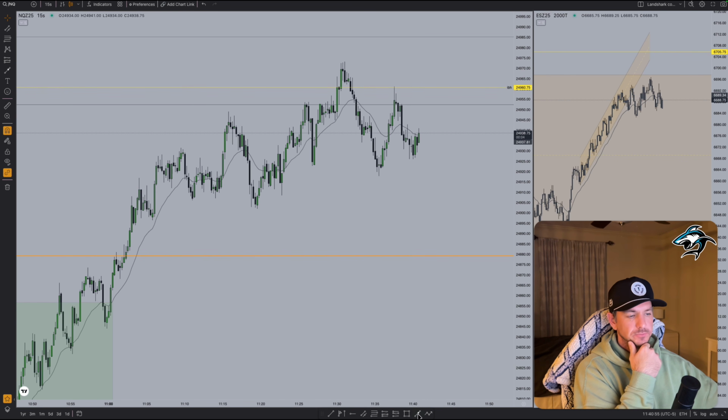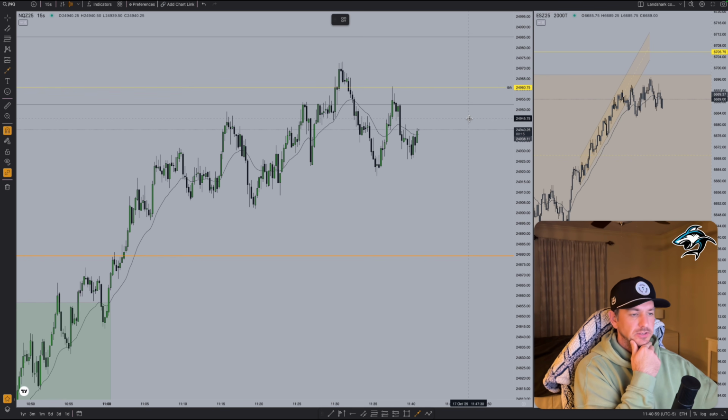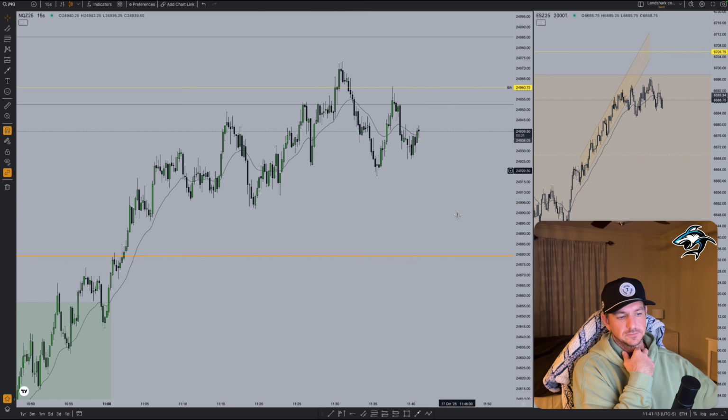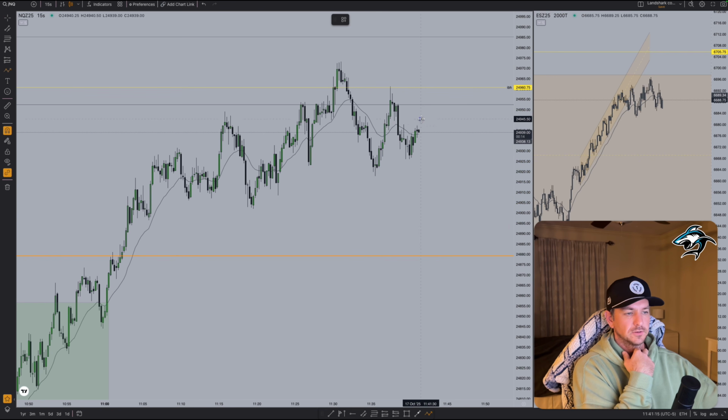It's possible too, and this wouldn't affect my scalp other than I wouldn't catch a huge runner, would be kind of a fake out to the downside, possibly taking out this low and then bouncing, so I wouldn't be surprised to see something like this.